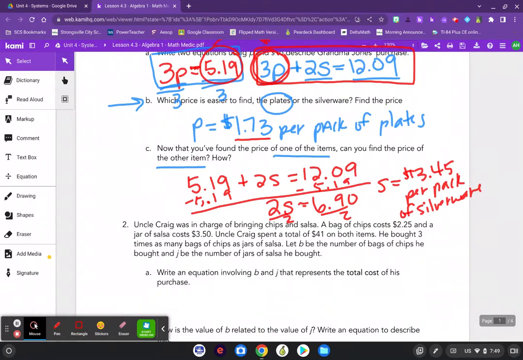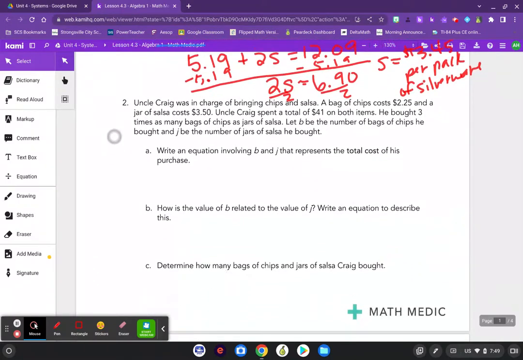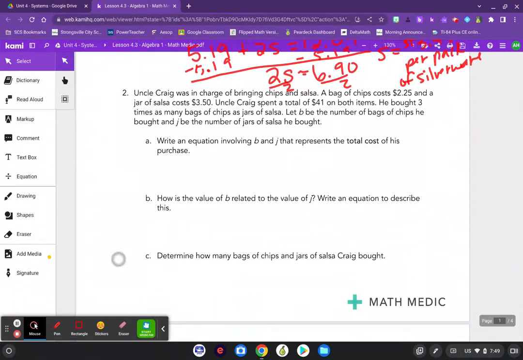So we're doing some substitution, right? I found what one variable was equal to, and I used that information to help me find the other variable. So let's talk about this next one. Let's talk about Uncle Craig.